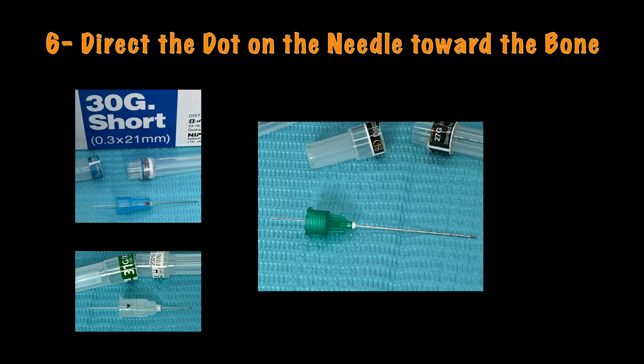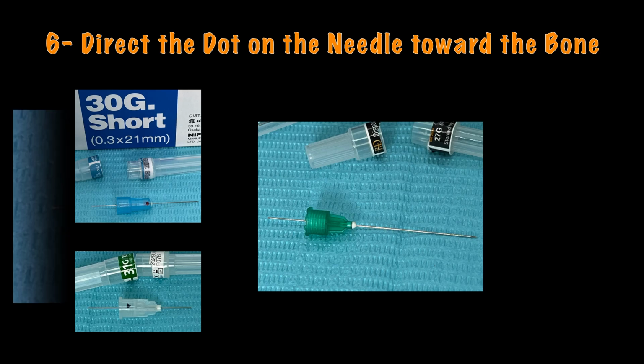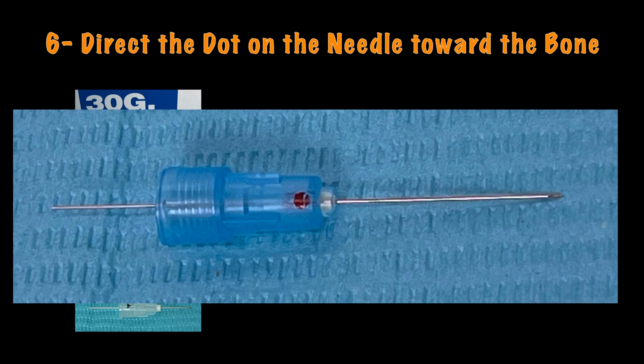The sixth point for a comfortable anesthesia is to direct the dot on the needle toward the bone. Some companies, like this green one at the right side, have no dot, and the dot is, as you see, at the side of the bevel. So if the needle has no dot, please direct the bevel of the needle to the side of the bone.